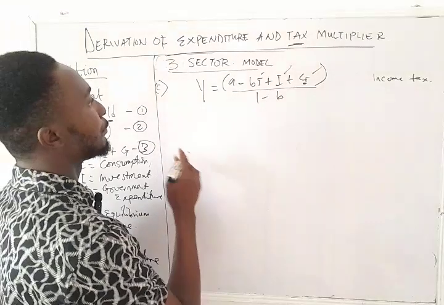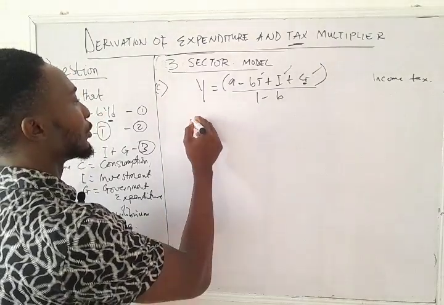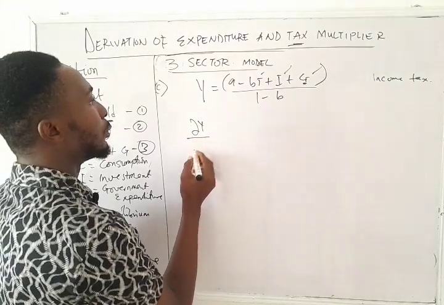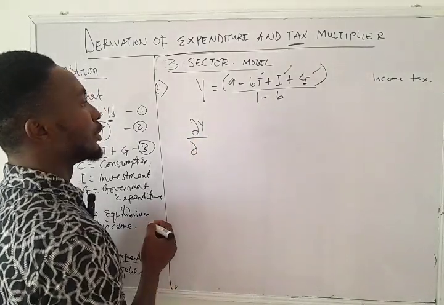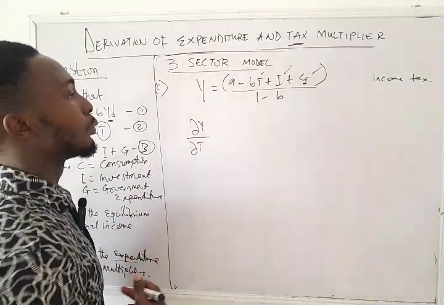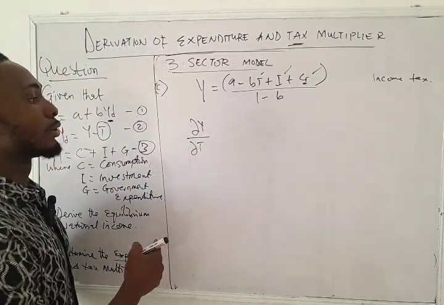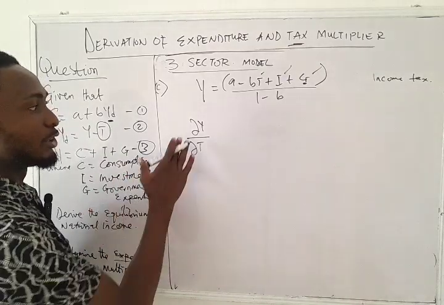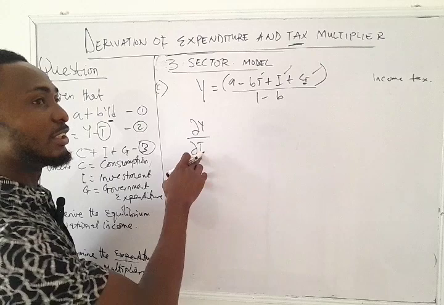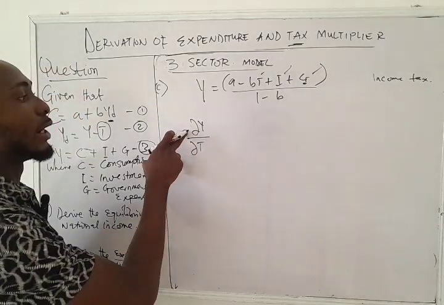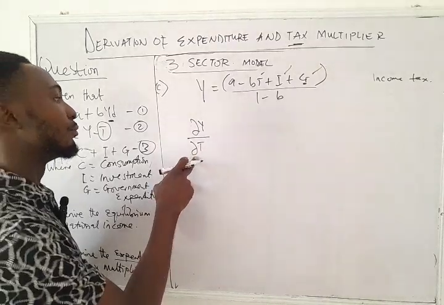So from all we have here, we can now do the same thing here. To get a tax multiplier, we have to look for the change in y with respect to a change in t. Sorry, the previous one we did change in y with respect to a change in government expenditure, but here we are looking at a change in y with respect to a change in government tax.